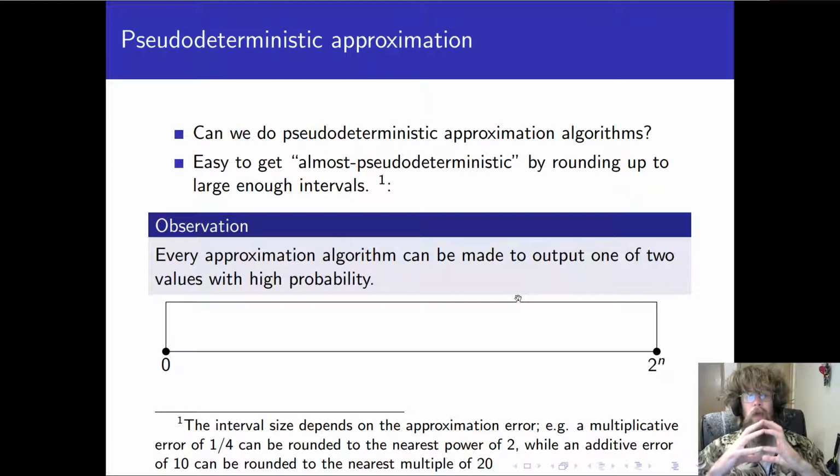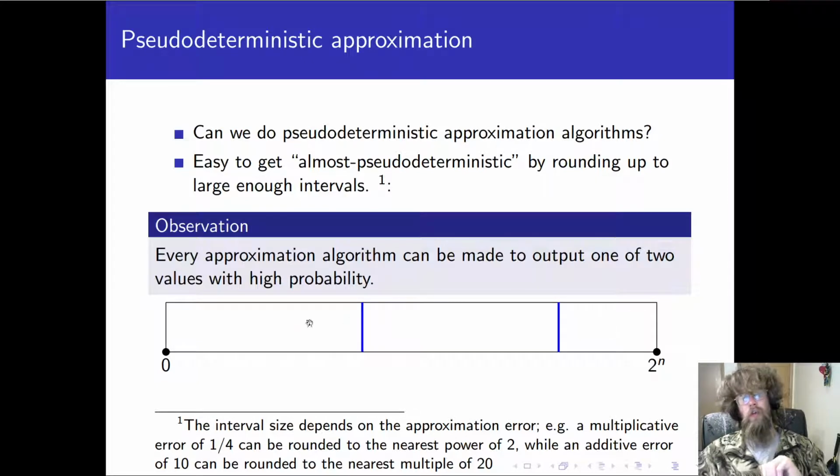You can make every approximation algorithm narrow down to one of two values. The way you do this is you pick some thresholds to round to. So if it's from here to here, we round up to the blue line. If it's here to here, we round up to this blue line. And if it's here to here, we round up to here.